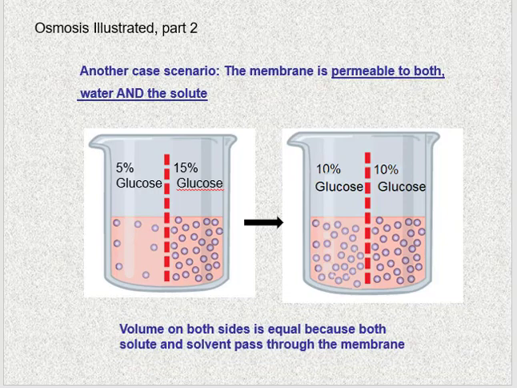In this example, we see the same starting formula, but this membrane is permeable to both the water and the solute. So in this case, both the solvent and the solute will move across the membrane until they create an equal proportion of both on both sides of the membrane.